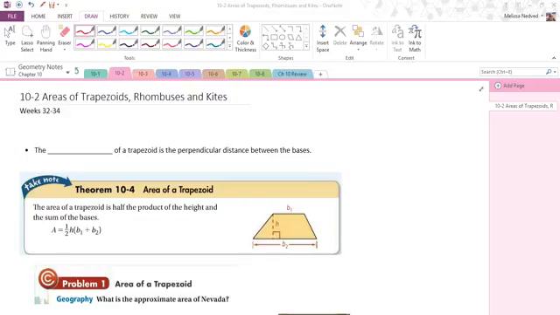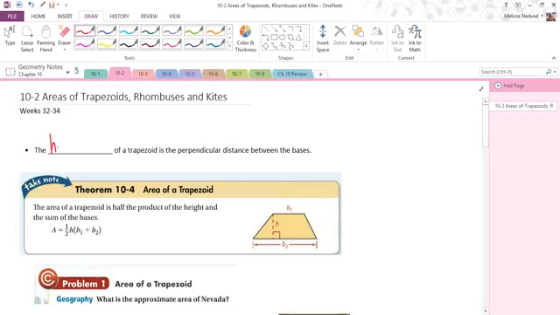As we move on to section 2 in chapter 10, we're just continuing with section 1 but changing the shapes we're looking at. So we're actually going to look at areas of trapezoids, rhombuses, and kites. I have a feeling you've seen area of a trapezoid before, but area of a rhombus and kite might be new for you.